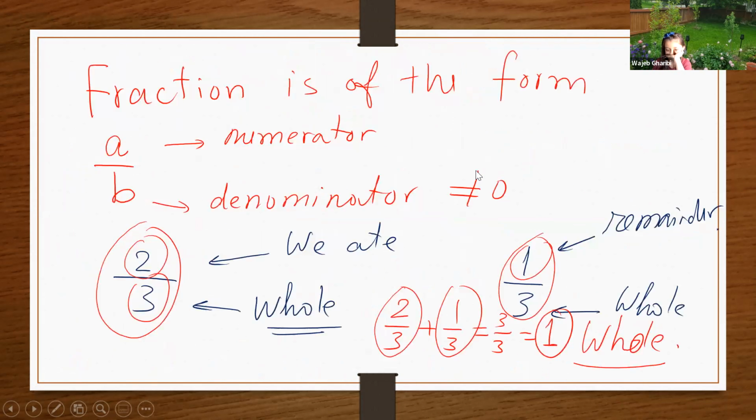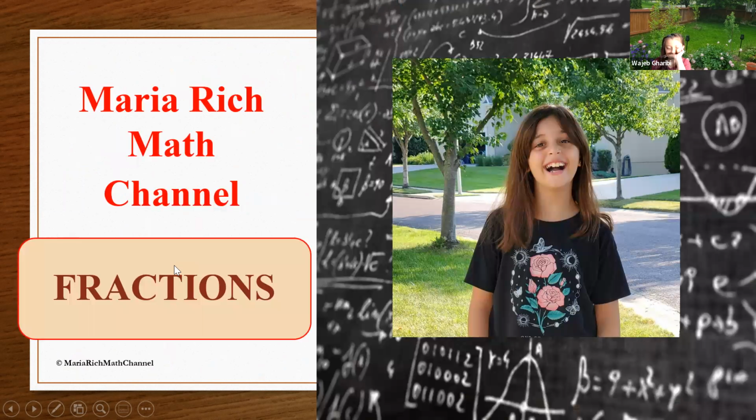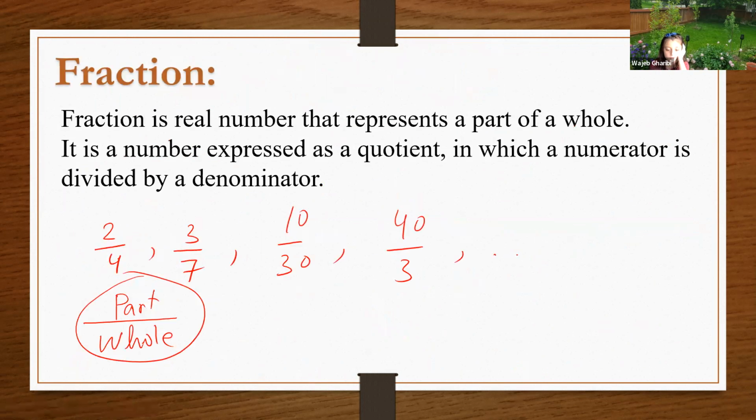Okay, once again, repeat. Maria Rich Math Channel, fractions. A fraction is a real number that represents a part of a whole. It is a number expressed as a quotient in which a numerator is divided by a denominator. So we have part divided over whole. The numerator is a part, the denominator is a whole, like 2/4, 3/7, 10/30, and 40/3, and so on.